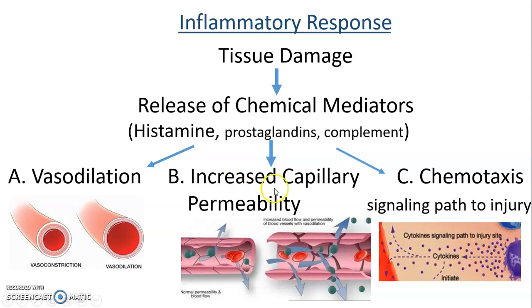Okay, this is a little summary I made. So once the inflammatory response has been released by histamine, there's vasodilation, increased capillary permeability, and chemotaxis, a calling out, a signaling to all the white blood cells and leading them to the injury.